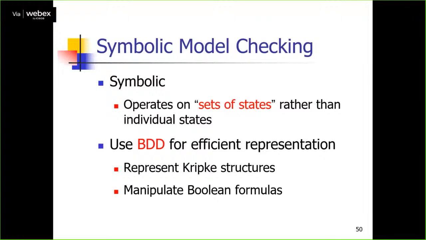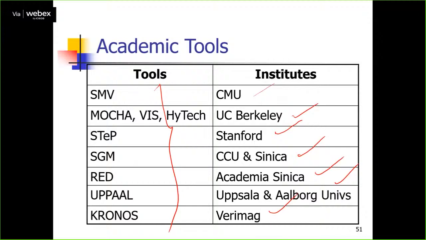Symbolic model checking operates on a set of states rather than individual states, which is normally done using a BDD. We'll discuss the BDD in tomorrow's session because it is more elaborate. With respect to the IP, which is definable, it can represent cryptographic structures and manipulate Boolean formulas. These are some of the tools which can be utilized for your academics.